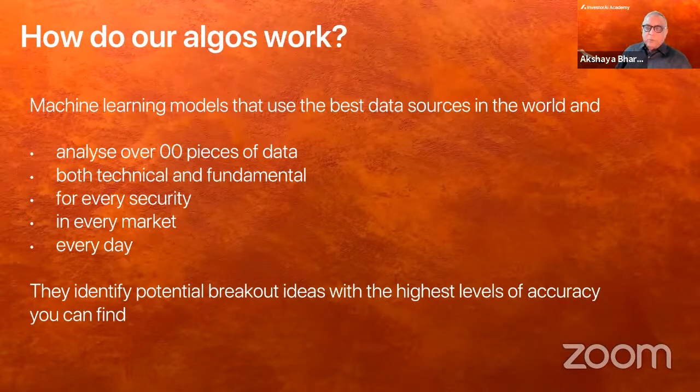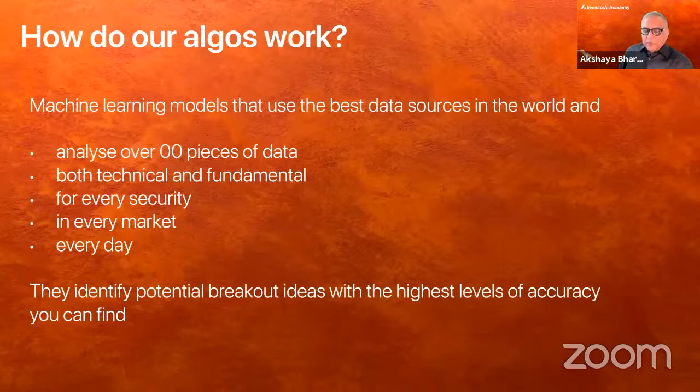So it's very robust and very battle-tested. We've been doing this for 2.5 years. So this is not something that came up 3 months ago. This is very, very robust and a very pakka sort of system. And what these algos do, whether it's Alpha 330 or value investing, is identify potential breakout ideas with the highest level of accuracy that we can manage.